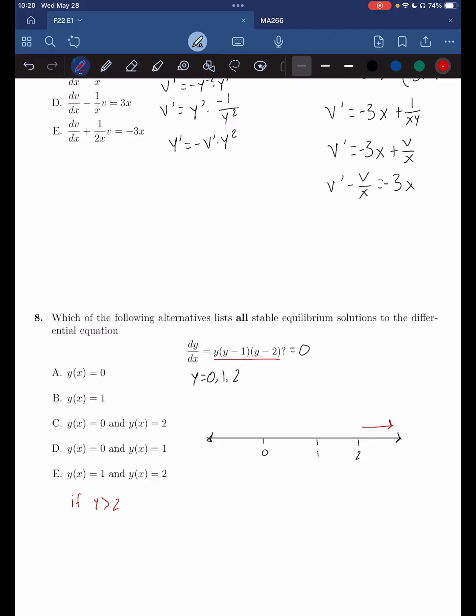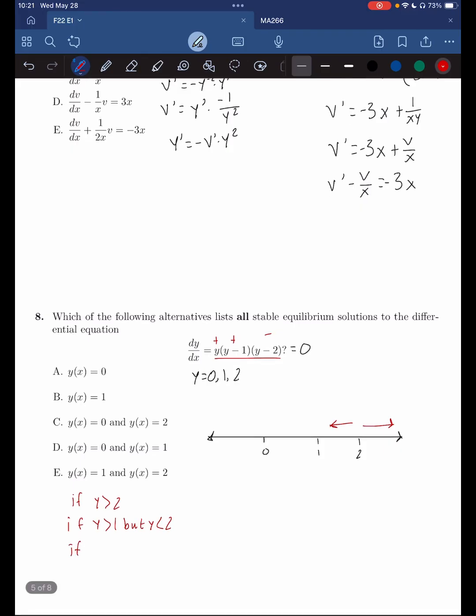Now, what if y is greater than 1, but y is less than 2? Well, then it becomes a little stranger, right? Because if it's less than 2, then now our y minus 2 term becomes negative. This is still positive, and this is still positive. But when you multiply a positive and a negative, you still get a negative. So now this arrow points to the left.